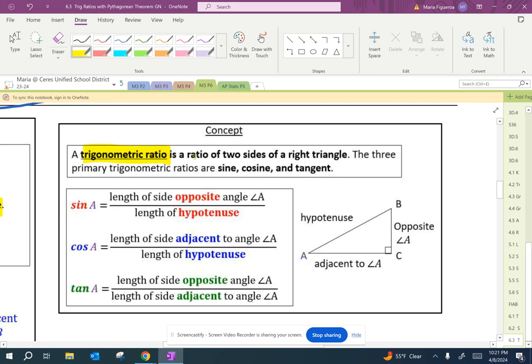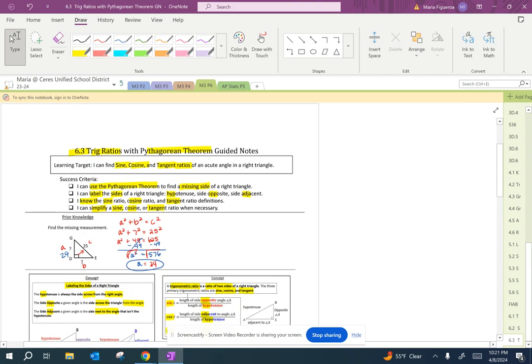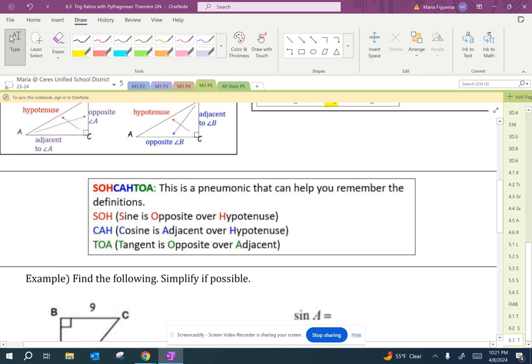And then our trig ratios, remember, are a ratio of two sides, or a fraction of two sides, of a right triangle. The three primary ratios are sine, cosine, and tangent, and we reviewed these yesterday. Sine is opposite over hypotenuse, cosine is adjacent over hypotenuse, and tangent is opposite over adjacent. To remember these, we use the mnemonic SOHCAHTOA.